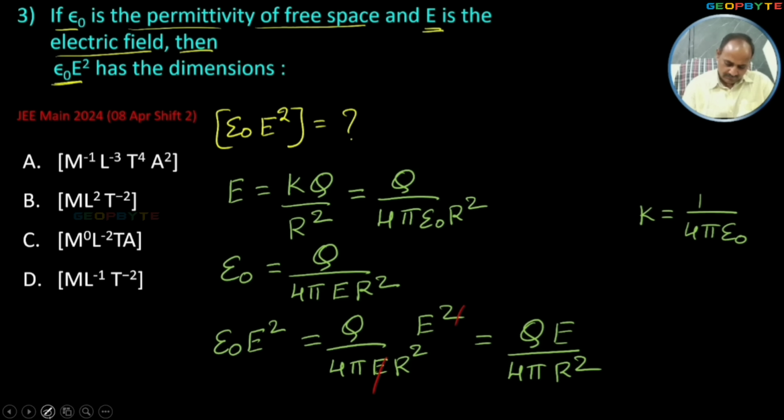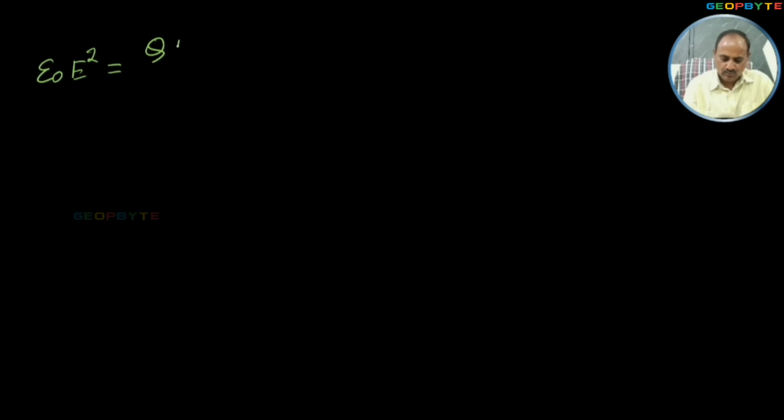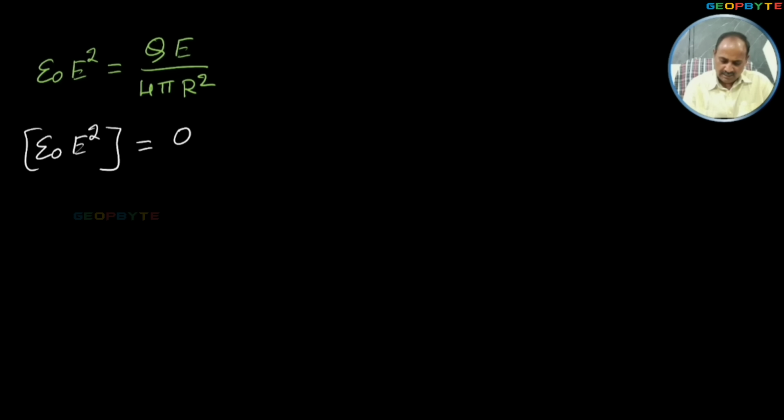So let us take another slide. Here, epsilon naught into E square is equal to what you got: QE by 4 pi R square. Therefore, the dimensional formula for epsilon naught E square is equal to the dimensional formula of Q, dimensional formula of E, divided by the dimensional formula of R square.